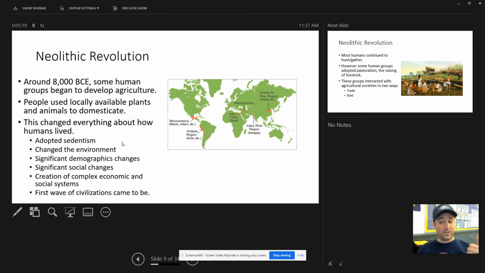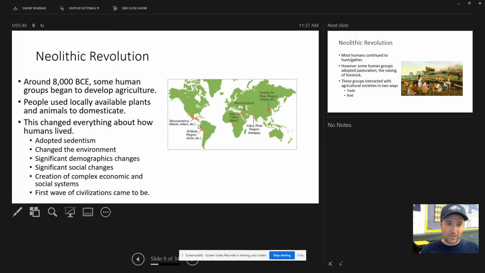In around 8,000 BCE, some human groups began to develop the idea of agriculture, being able to identify plants they wanted to eat, find ways to take the seeds from those plants, plant them in the ground, and then regrow them season after season after season. So developing agriculture is a pretty huge moment in human history. And it doesn't happen everywhere. It happens in 6 places in the world independently.